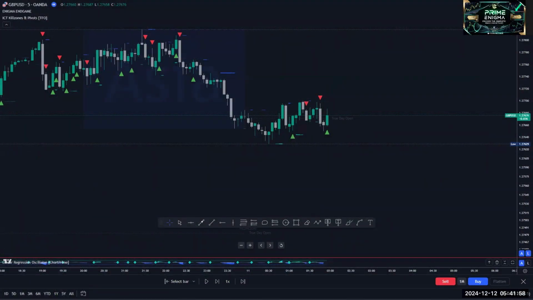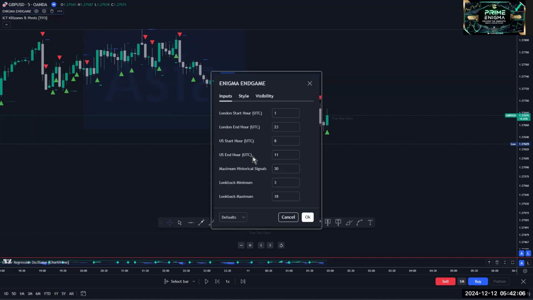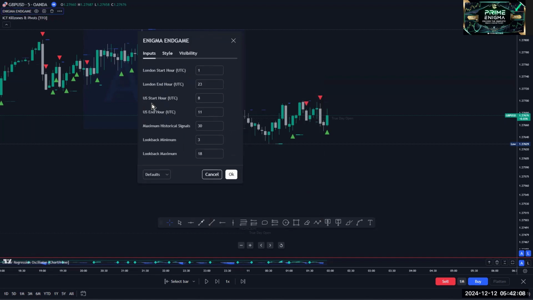Welcome back, everyone. So in this video, I'm going to introduce you to the right way to use the Enigma Endgame indicator. So in this indicator, you have the settings right here.